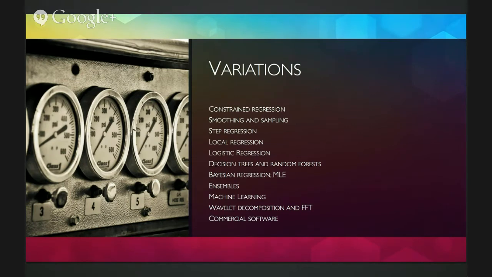There's a bunch of variations on linear regression as well. There's all sorts of constraints that you can put on regression. So you can constrain, for example, that the slopes have to be positive or the intercept has to be 0. And you can smooth and take samples out of your data. You can do step regression, where it's essentially an optimization problem. There's local regression, where you can do regression on little bits of your data, a little bit at a time, and then look at what the bigger picture starts to tell you overall. Logistic regression, where you're looking at variables that are either true or false.